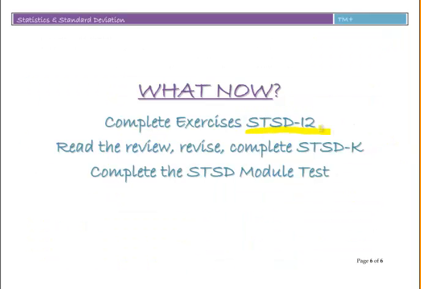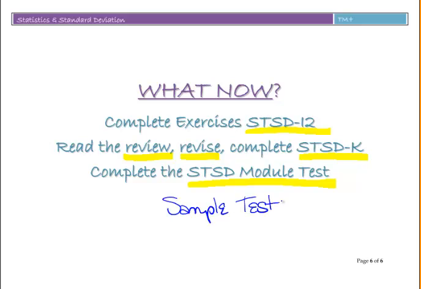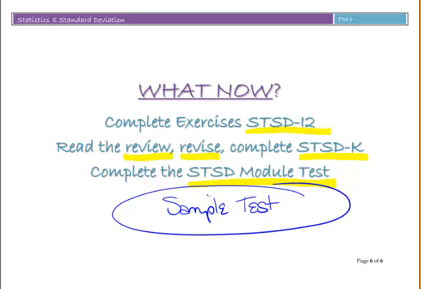Okay, what now? The exercise on this section is Stsd I2. We are at the end of the module, so you need to read the review, revise, complete Stsd K, and complete the module test. Also, before you do the actual module test, remember the sample test. It's a really good guide to see how you're going before you submit.